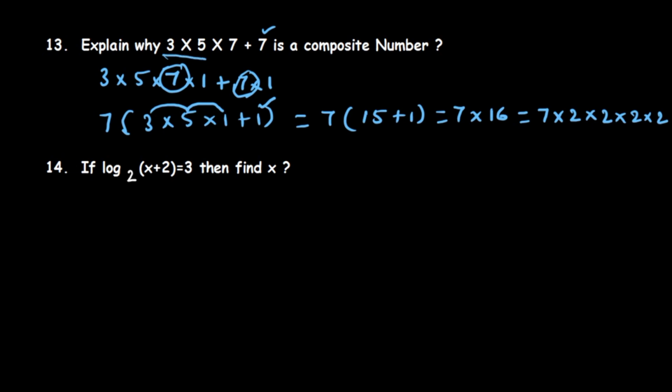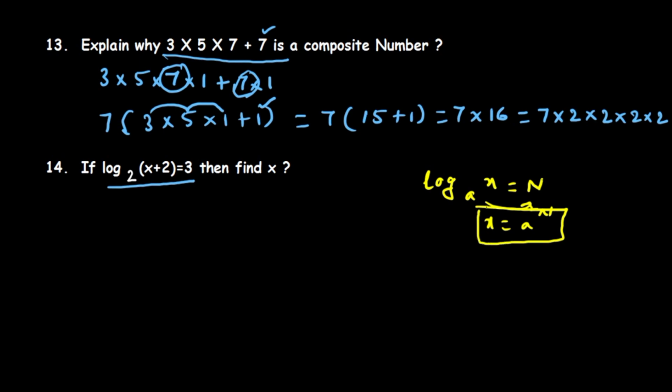Okay, so the next one: log of x plus 2 base 2 is equal to 3. You know this is the logarithmic form, and you know very well how to write from logarithmic form to exponential form. Here I am giving you the formula: if you have log x base a equal to n, then you can write x is equal to a to the power of n. So this is called logarithmic form, this is exponential form.